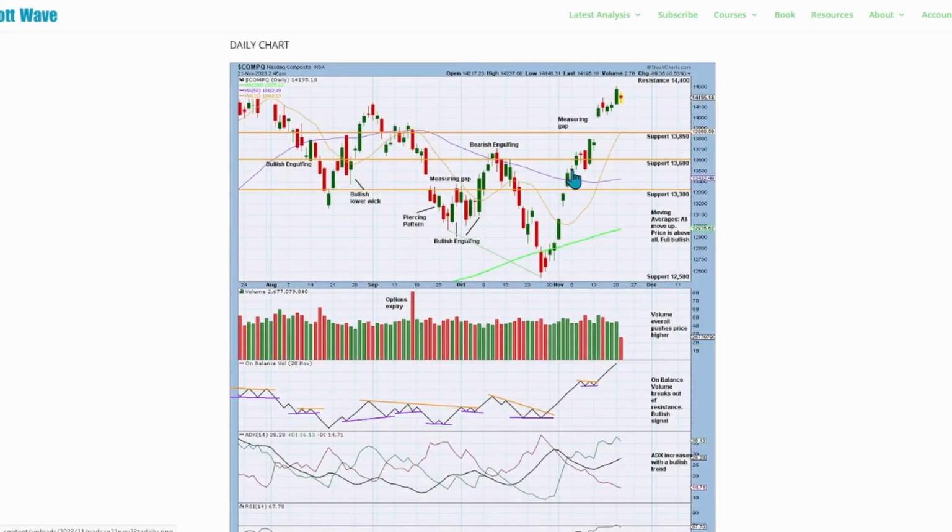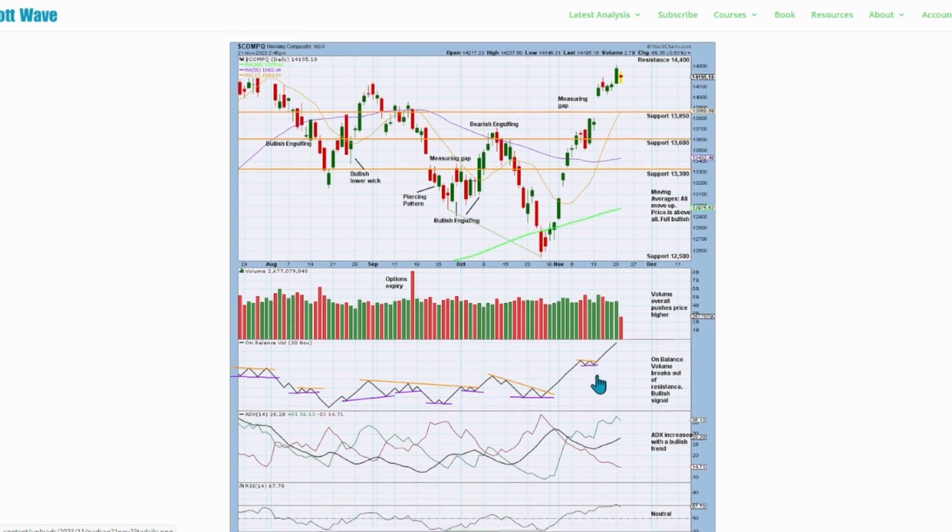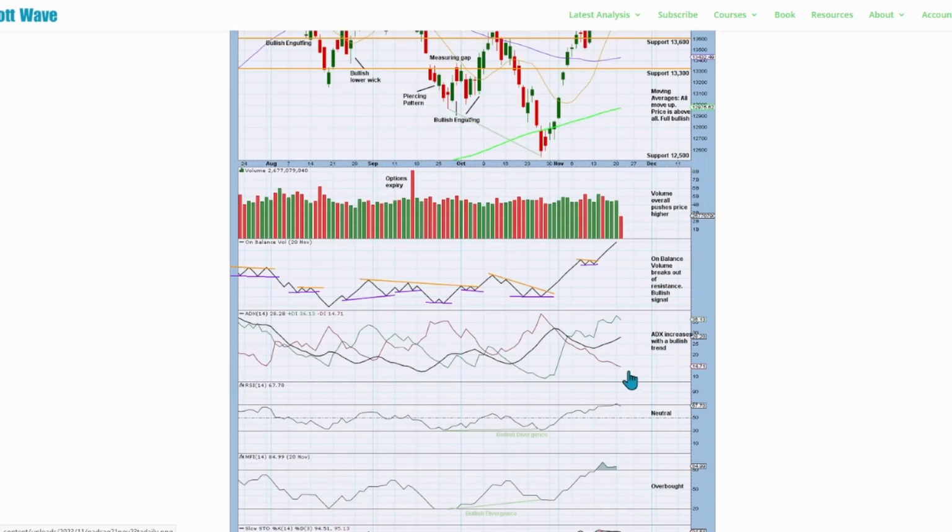And on the technical daily chart, price has continued to increase with a measuring gap just here as price moves through support at 13850. Price overall increasing with volume overall pushing price higher. On balance volume previously breaking out of resistance, currently with no new range. ADX is increasing with a bullish trend.